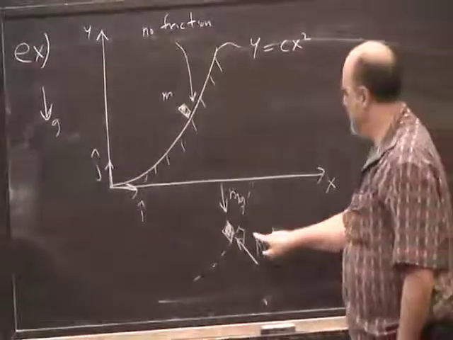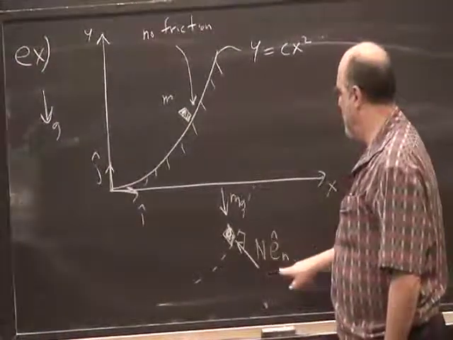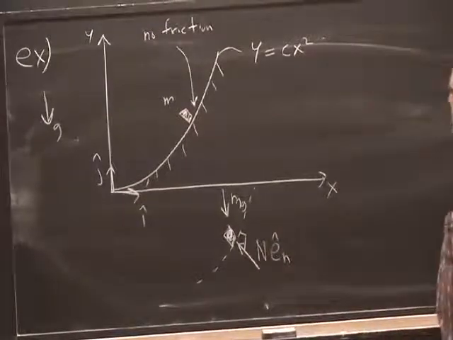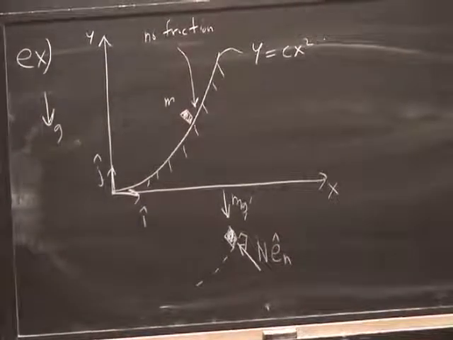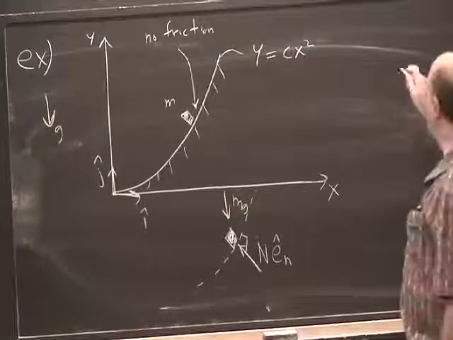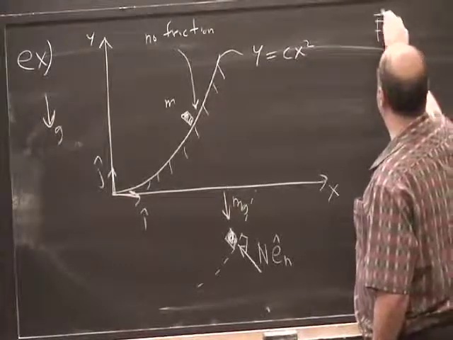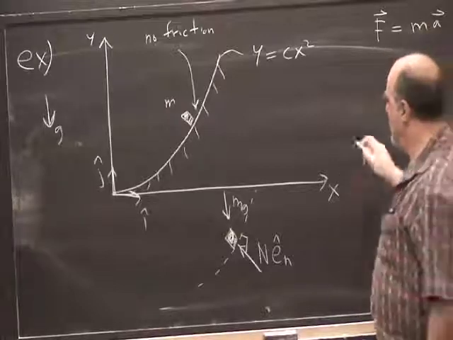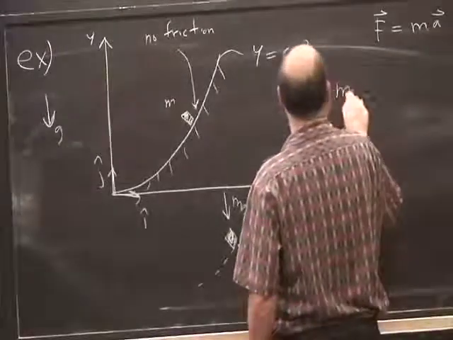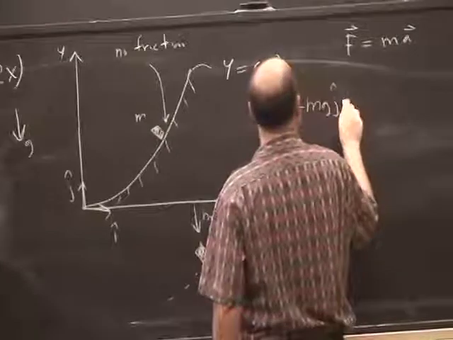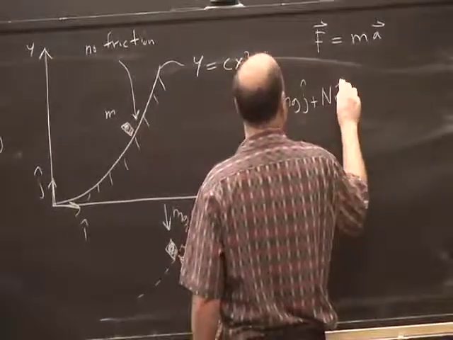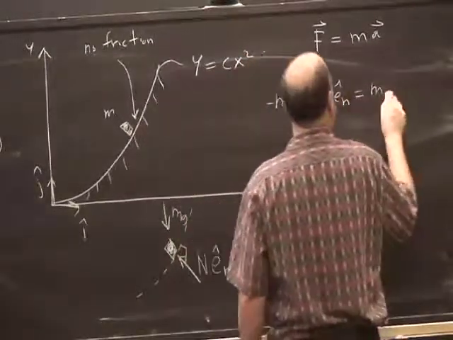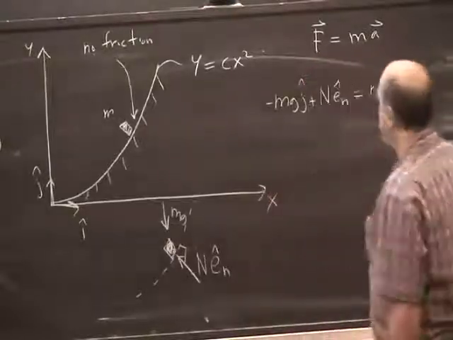Now what is this? This is the unit vector tangent to this thing. Now, if we're going to figure out how this thing moves, we have our equation, which is that F is equal to ma. What is that in this case? It's minus mgj plus n e sub n is equal to the mass times the acceleration.